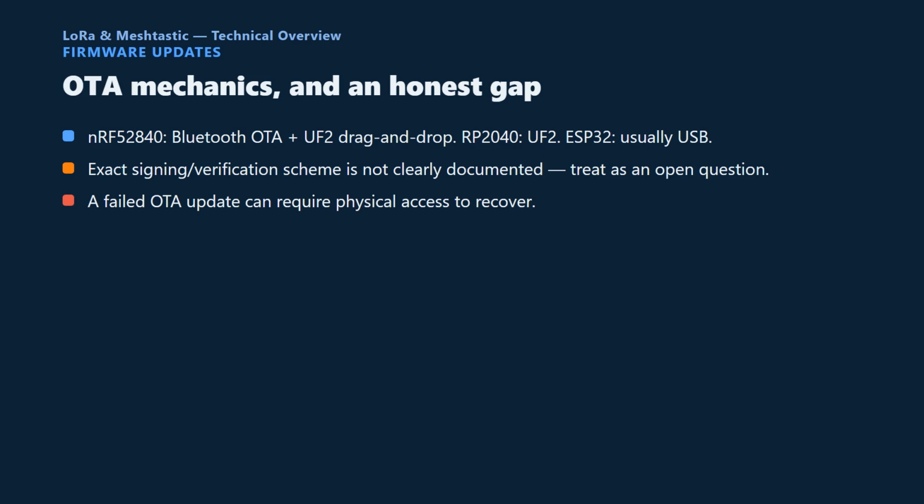I want to be honest about a gap here. I could not find an official Meshtastic page that fully specifies the firmware signing scheme, whether it's a cryptographic signature or just an integrity check, or whether self-compiled firmware is restricted at all. Given this is a fully open-source project where users routinely self-compile and flash over USB, treat on-device signature enforcement, if it exists at all, as an open question, not a locked-down guarantee. And practically, a failed over-the-air update can leave a device needing physical access to recover, worth remembering for a node mounted somewhere hard to reach.